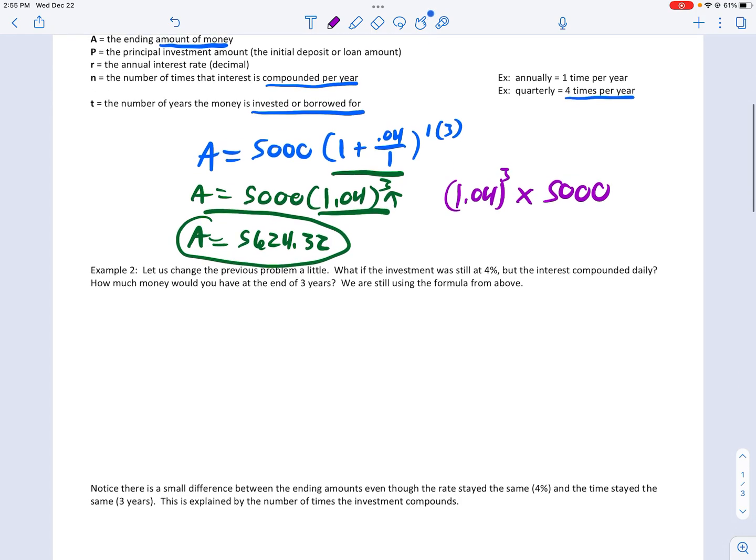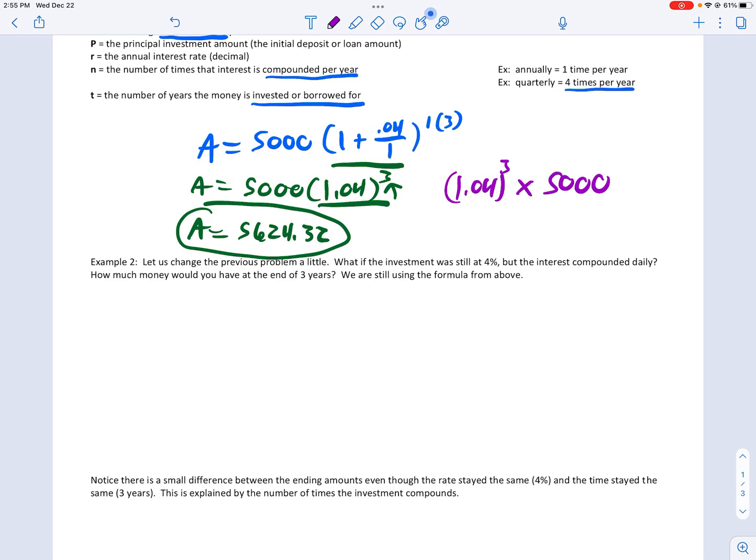Okay, example 2. We're going to change the problem a little. It's still going to be 4%, and this time it is compounded daily. How much money would you have at the end of 3 years? Same formula: still investing 5,000, and it's still 0.04, that's the interest rate. But now it's compounded daily, so every day. That means 365.